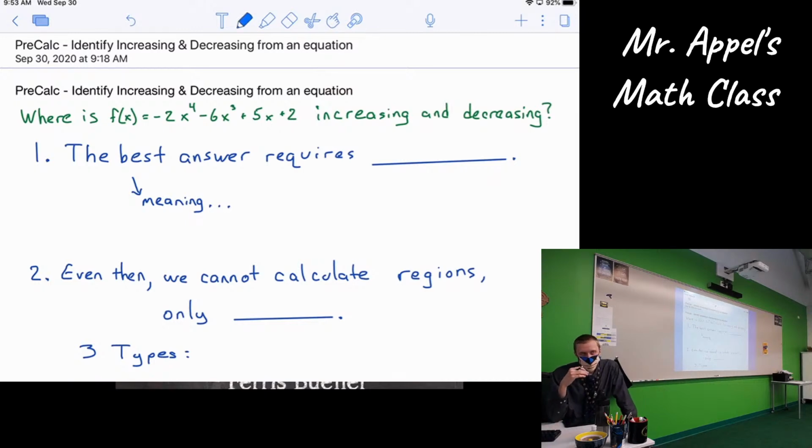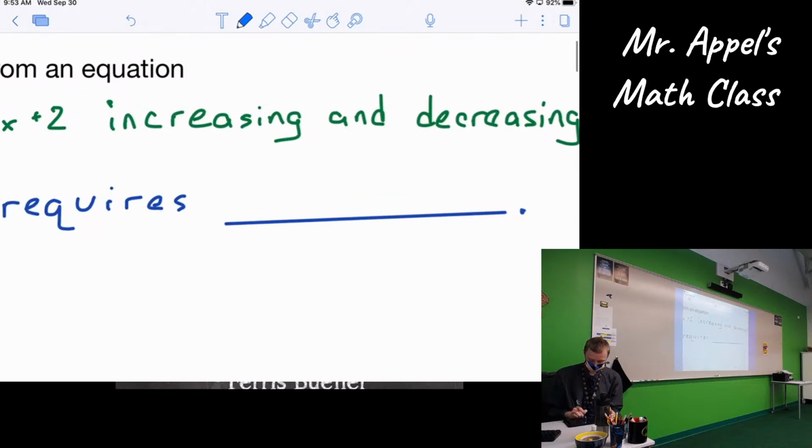Now, because we're in pre-calculus, I bet you can guess what goes in this first blank. The best answer, the best way to get to what we're after is, of course, going to be calculus. We don't have calculus yet. That comes next year. We're getting ready for it. So I want you to see the difference it's going to make between having those tools and not having them. There's limitations here and now with pure algebra.